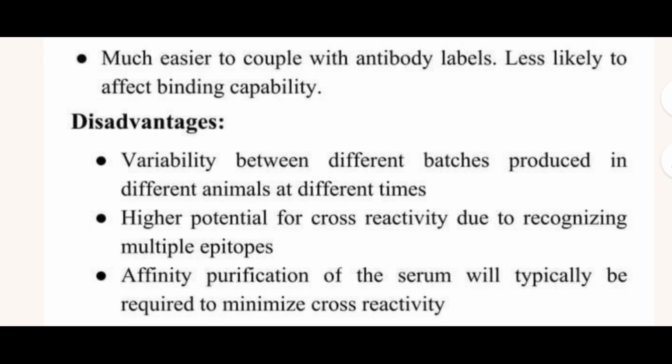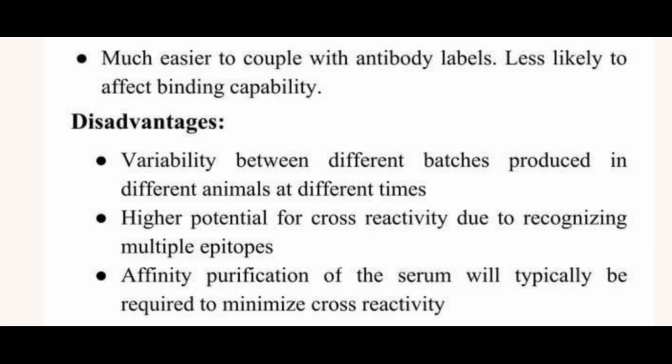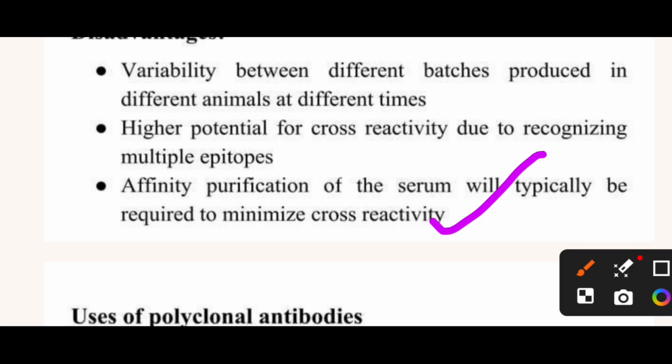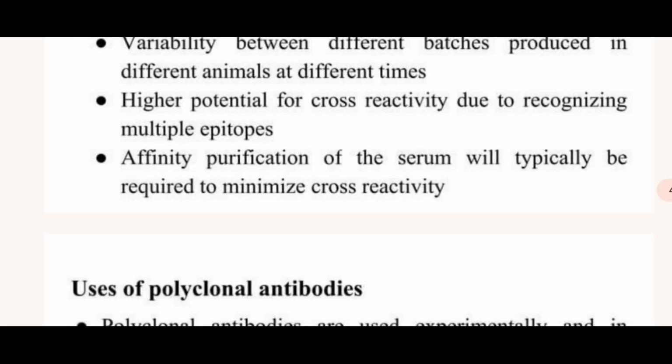Disadvantage is basically the variability between different batches produced in different animals at different times, and a higher potential for cross reactivity due to recognizing multiple epitopes. Affinity purification of the serum will typically be required to minimize the cross reactivity. Basically, there are always chances of cross reactivity in polyclonal antibodies.